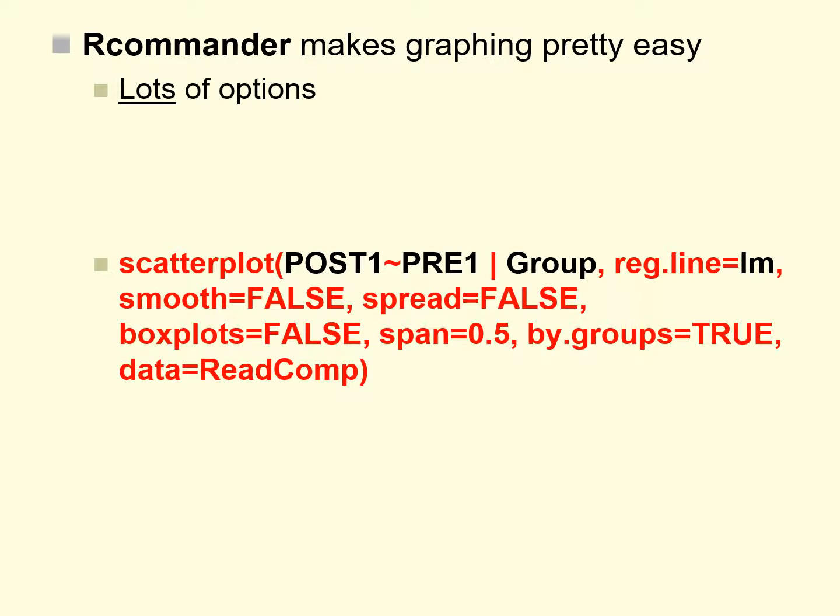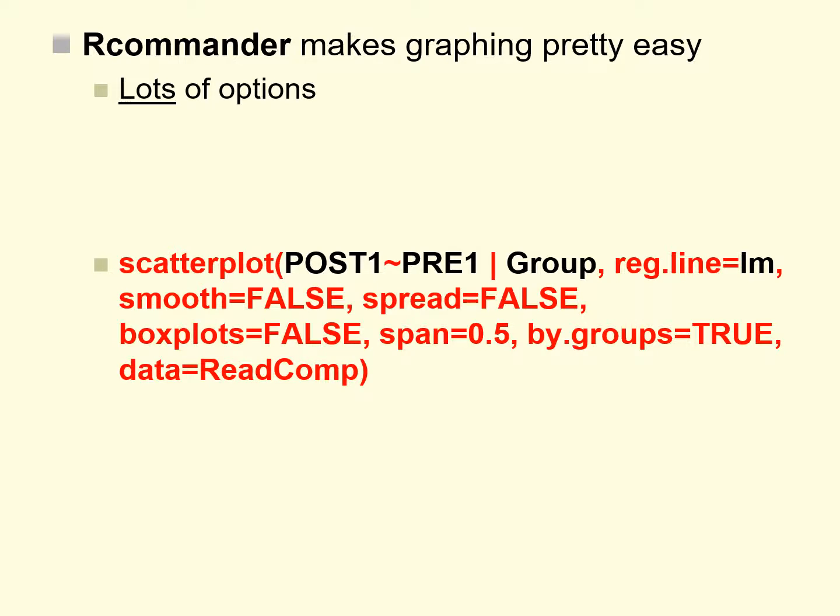Rcommander makes graphing pretty easy. Again, there are lots of different options that you can use. There are different functions you can use to create graphs. Most of those functions take an enormous number of different arguments. One of the things I like about Rcommander is it handles a lot of that stuff for us. So by clicking around for a scatter plot, as you saw on the previous slide, you could get Rcommander to write the following command for you.